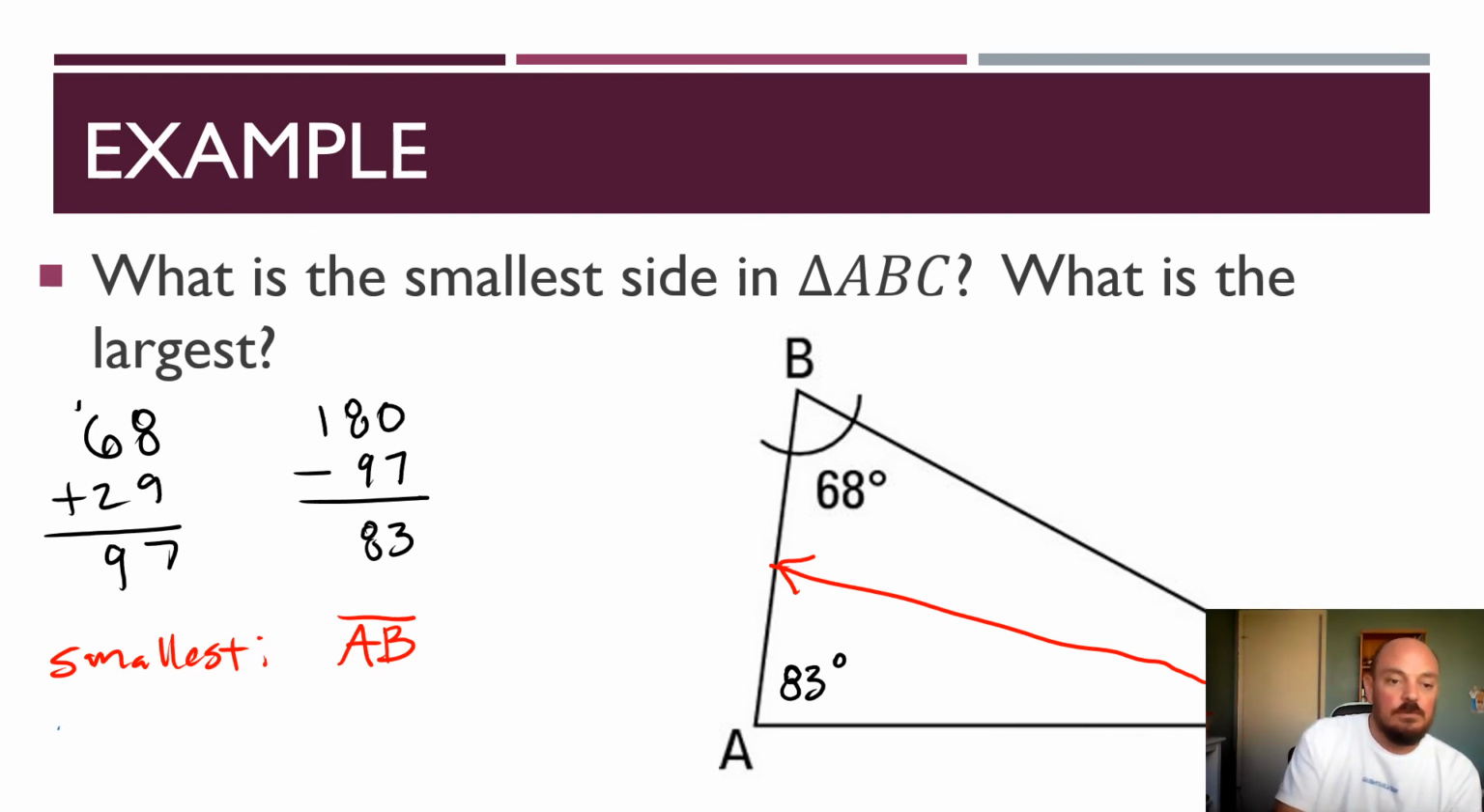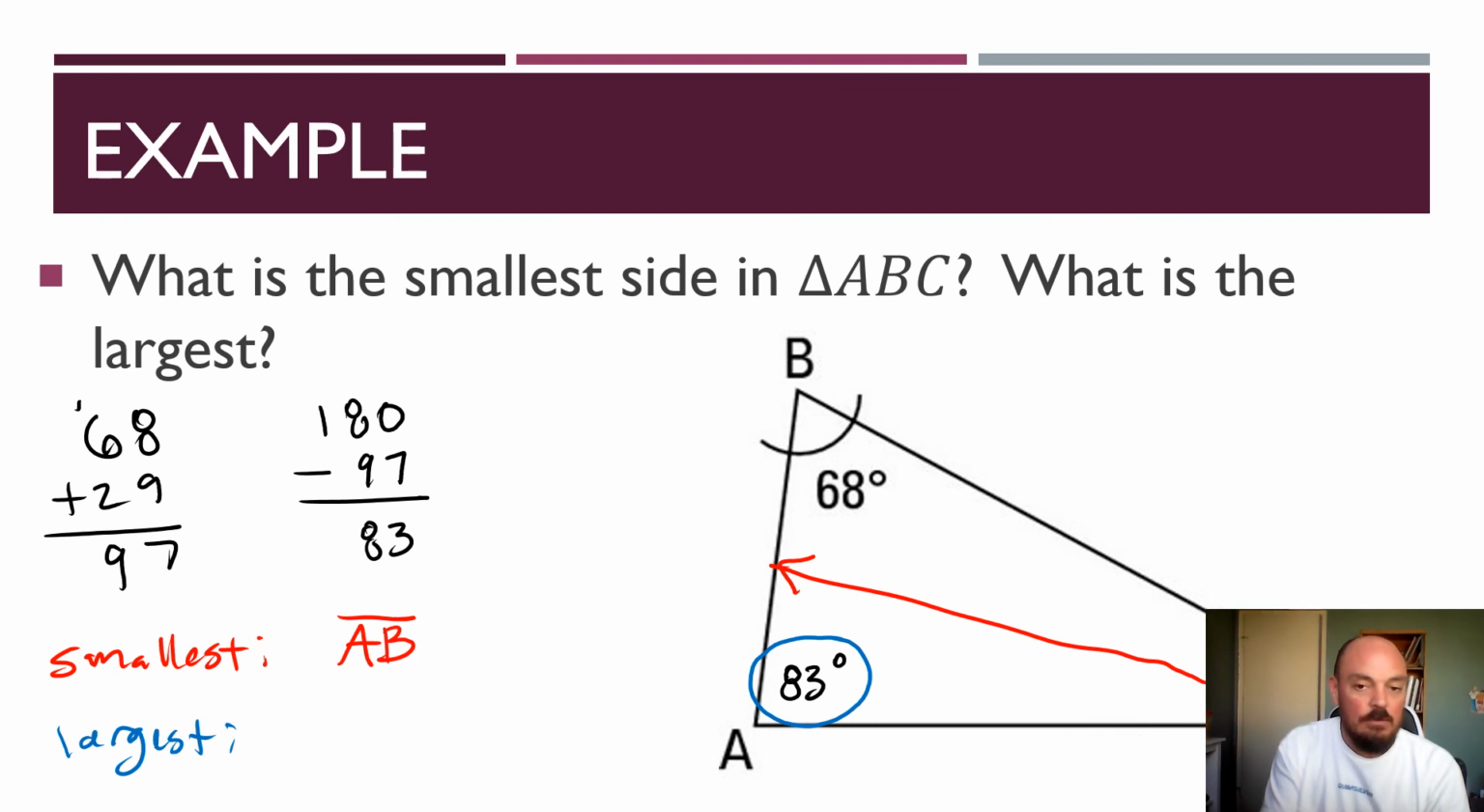Now for the largest, I now know that the biggest angle is the 83. I didn't know that right off the bat from looking at the question originally. I wasn't sure if it was going to be bigger than 68 or not. But now that I know that the 83 is the biggest, I look over here and I see that side BC must be the largest side.